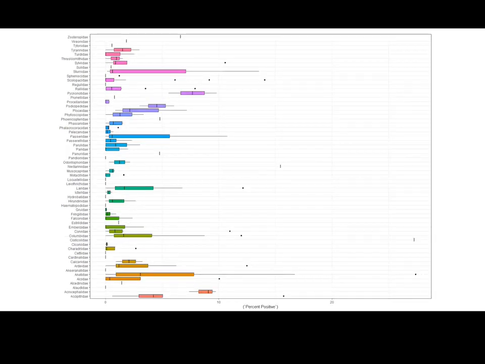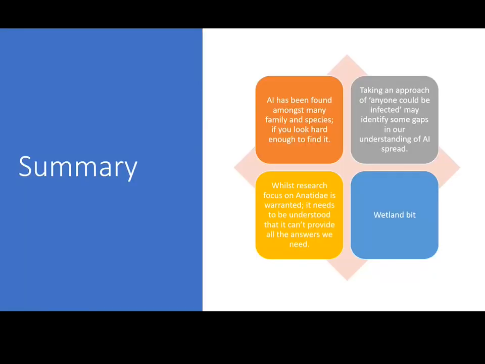And then if you do that again, just to prove the point, that's 100 and above. And things just aren't quite as clear that Anatidae are the big player here. So there is more research that needs to be done to figure out the role of other species within this landscape. So to summarize this chapter, AI has been found among many families and species if you look hard enough to find it. So yeah, research effort could go elsewhere and we could find more data.